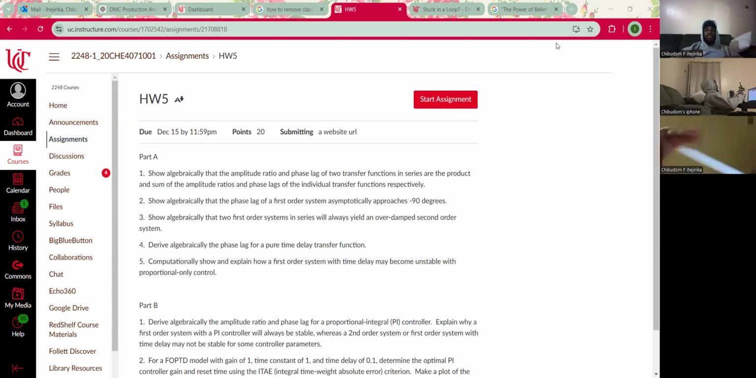We'll find the sum of the amplitude ratios and phase lags of the individual transfer functions GP, GC, GM in this case. Then we'll also show algebraically that the phase lag of a first order system asymptotically approaches minus 90 degrees. When you see that asymptote, most of the time it's going to involve the tan of an angle, and we'll show how it approaches minus 90.